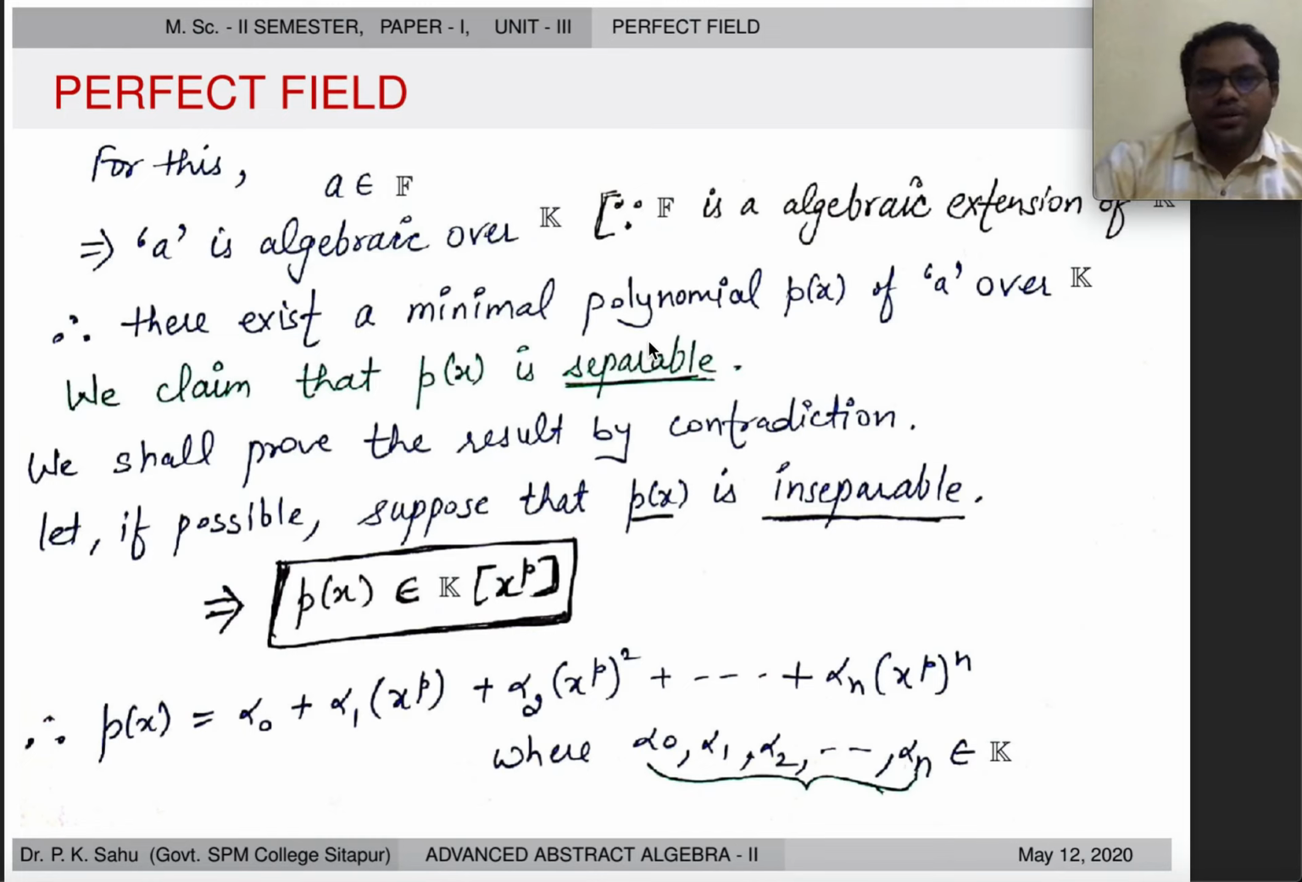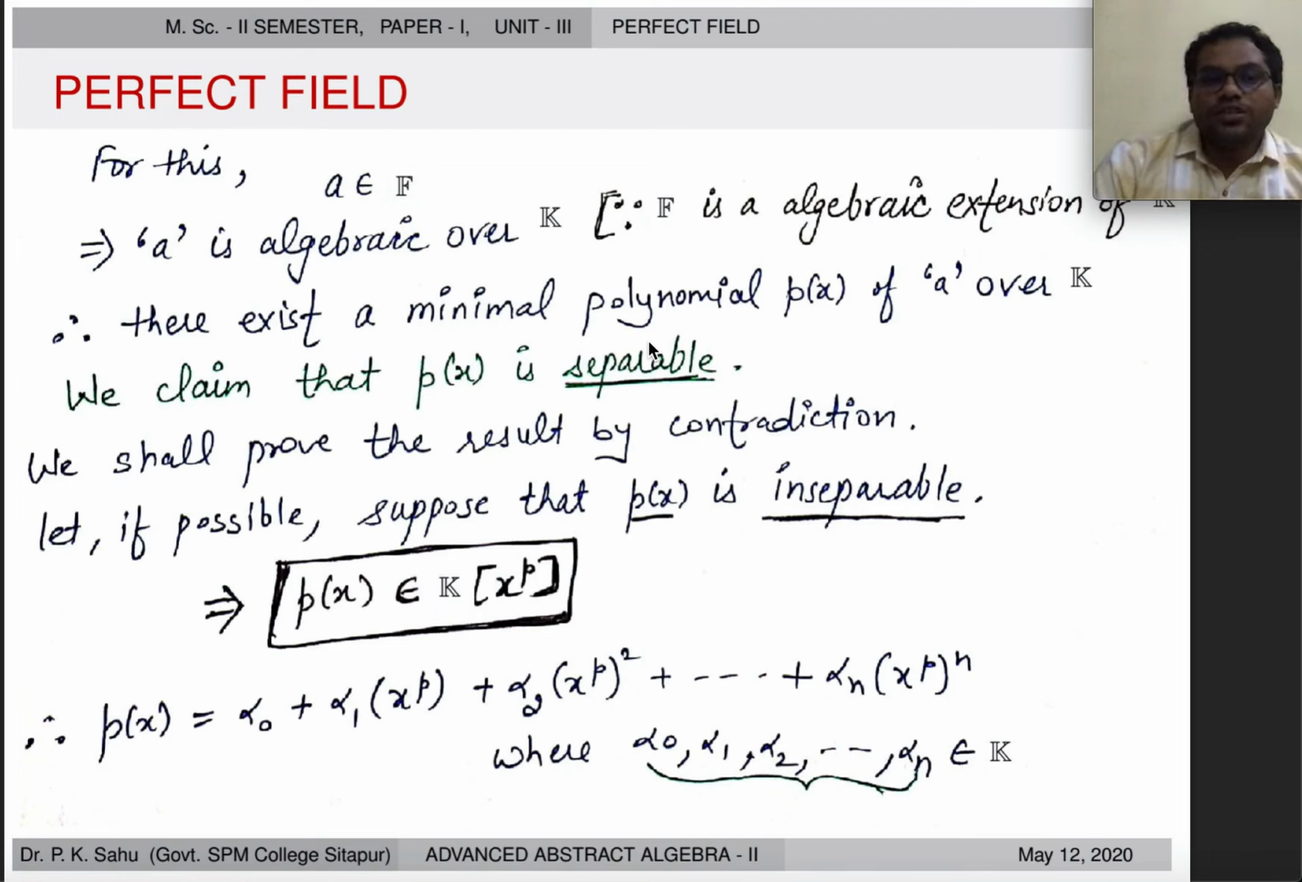a is an arbitrary element we are taking. Then a is algebraic over K because F is an algebraic extension of K. So there exists a minimal polynomial p(x) of a over K. Now we claim that p(x) is separable. We will prove this by contradiction. Suppose, if possible, that p(x) is inseparable. Then p(x) lies in K[x^p].